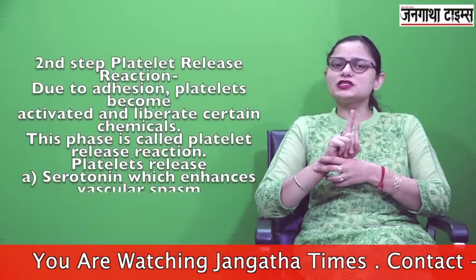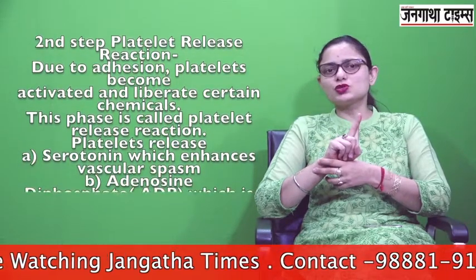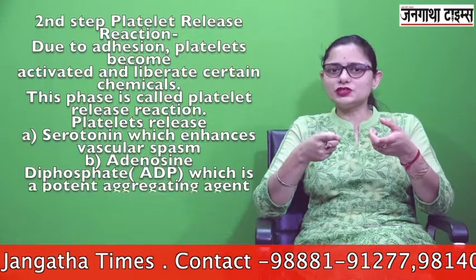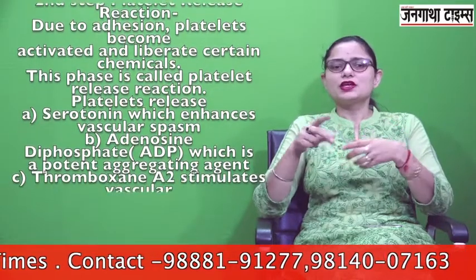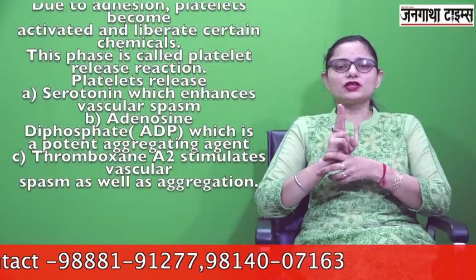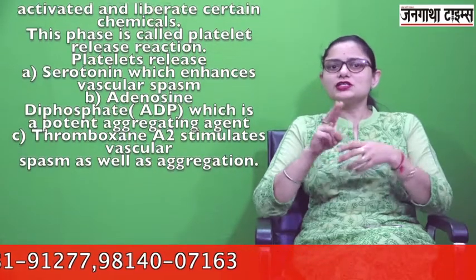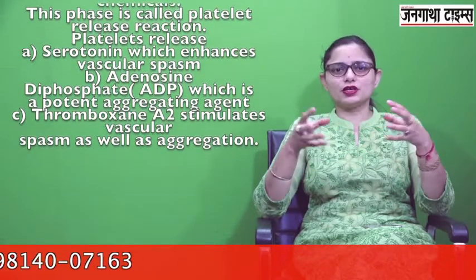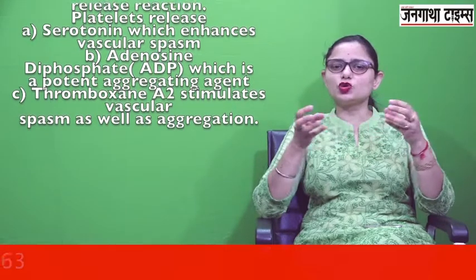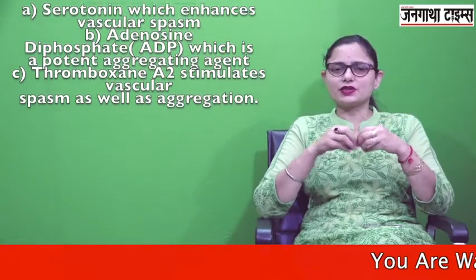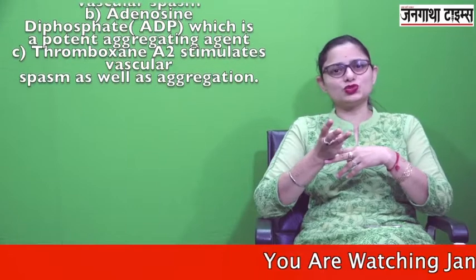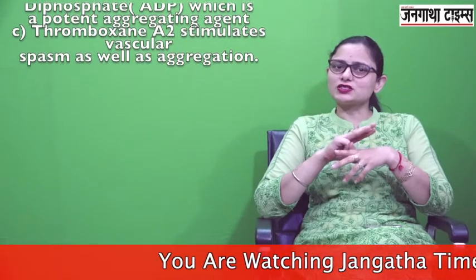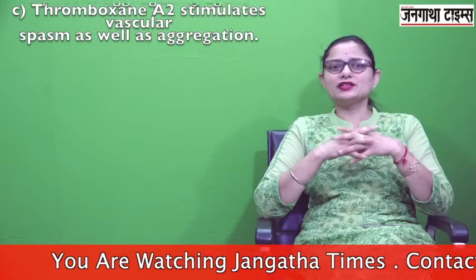The first one is serotonin. This serotonin further enhances the vascular spasm. Second one is the ADP or adenosine diphosphate. It is a potent platelet aggregator, and what it does is enhance more platelets to aggregate. And third is thromboxane A2, which causes vascular spasm as well as platelet aggregation.